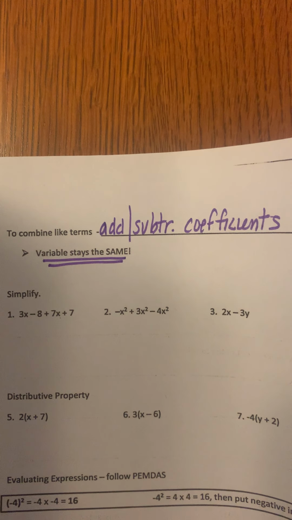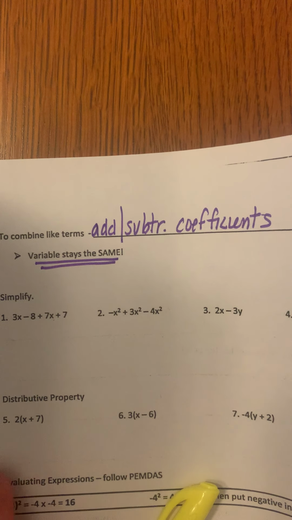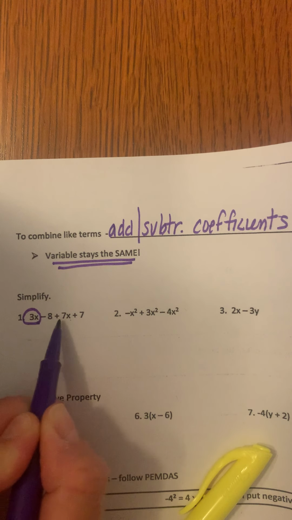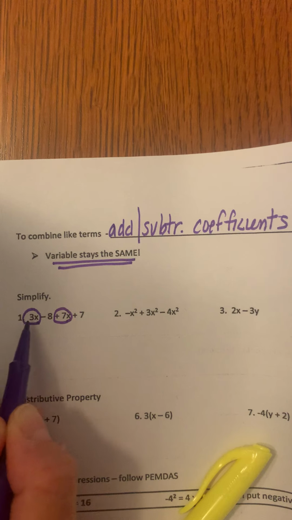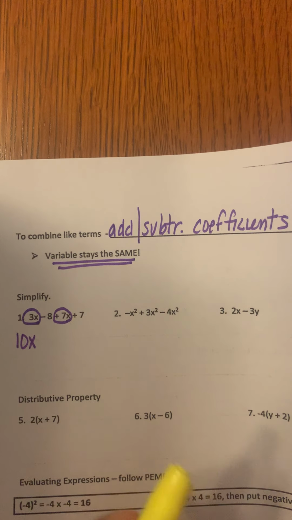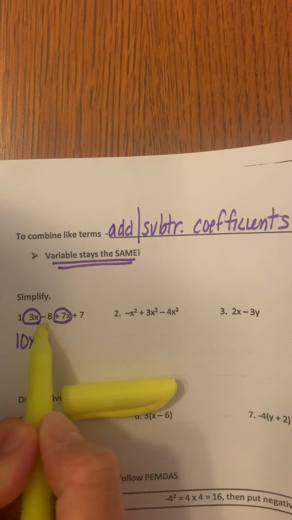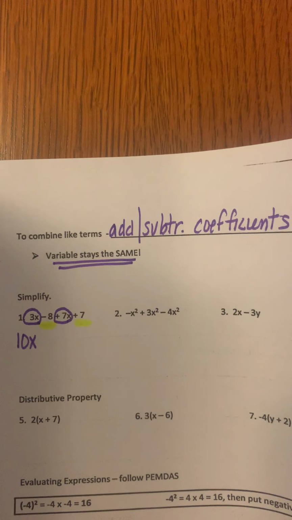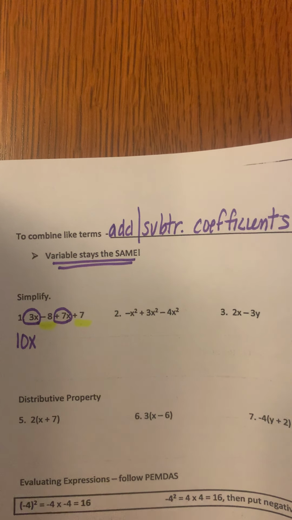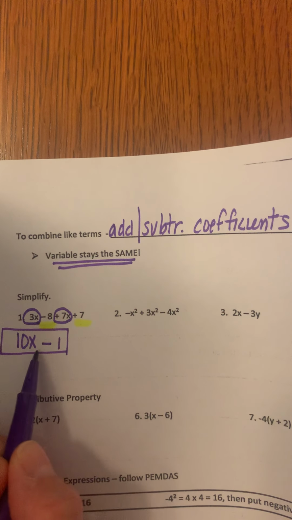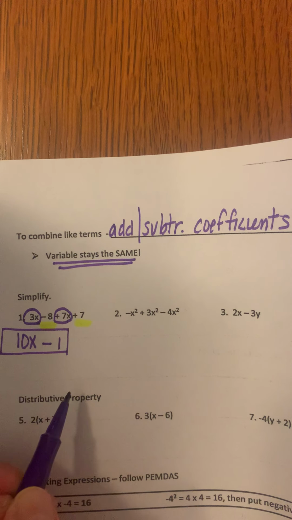So sometimes it helps if you have different colors. Sometimes you maybe want to underline and circle. So I would look here and I say I have 3x and then I have a positive 7x. So 3x and 7x would give you 10x. And then maybe here, use a different color. I have negative 8 plus 7. I know you guys probably love integers. Negative 8 plus 7 is negative 1. You are finished because you have an x here and you don't have an x here, so you can't combine them.